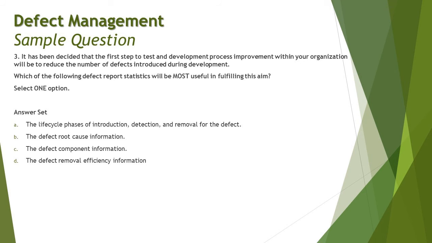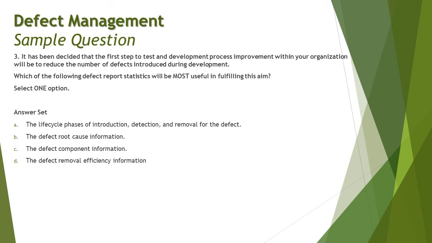Let's start with A, the life cycle phases of introduction, detection and removal for the defect. Again, the phase of introduction may be useful, but the detection and removal info are not useful for reducing defect introduction, because identification will tell you where these defects were identified. It can definitely help to certain extent in order to analyze and reduce the defect, but not from the detection and removal point of view, because that's only to give you the data on where exactly you detected it, but that cannot directly fulfill the goal and aim you may have.